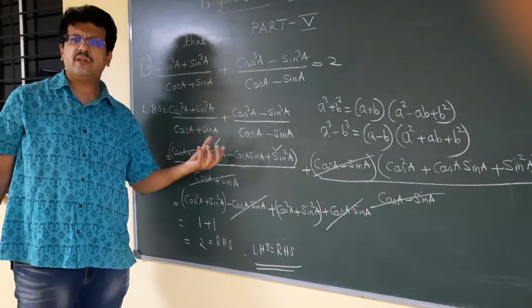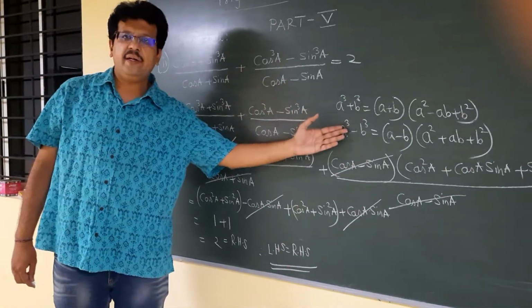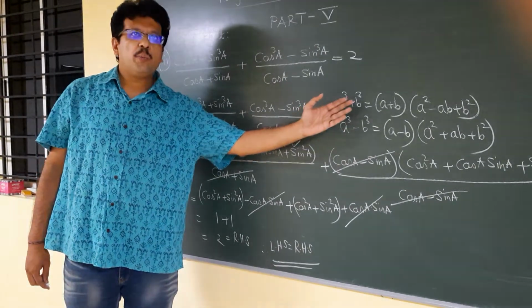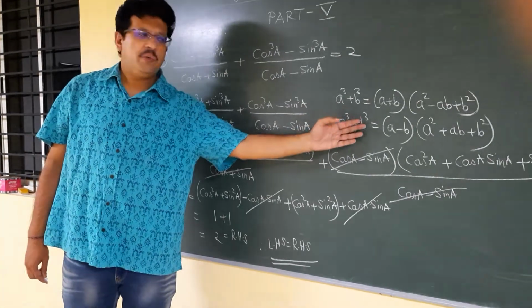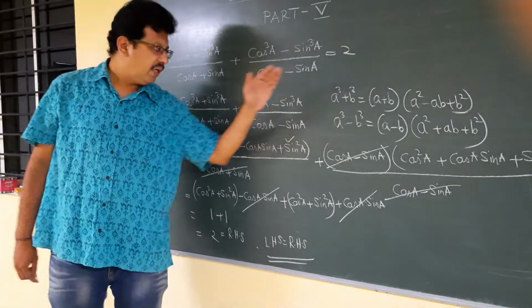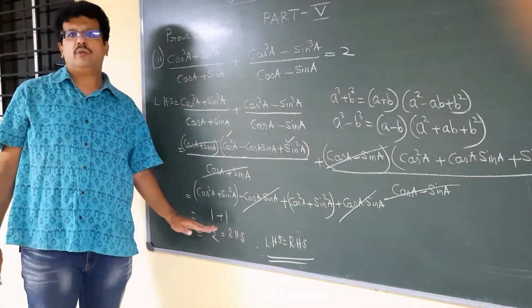This problem is basically based on these two identities, children. That is a cube plus b cube and a cube minus b cube. If you know these two identities, it's very easy to solve this problem.